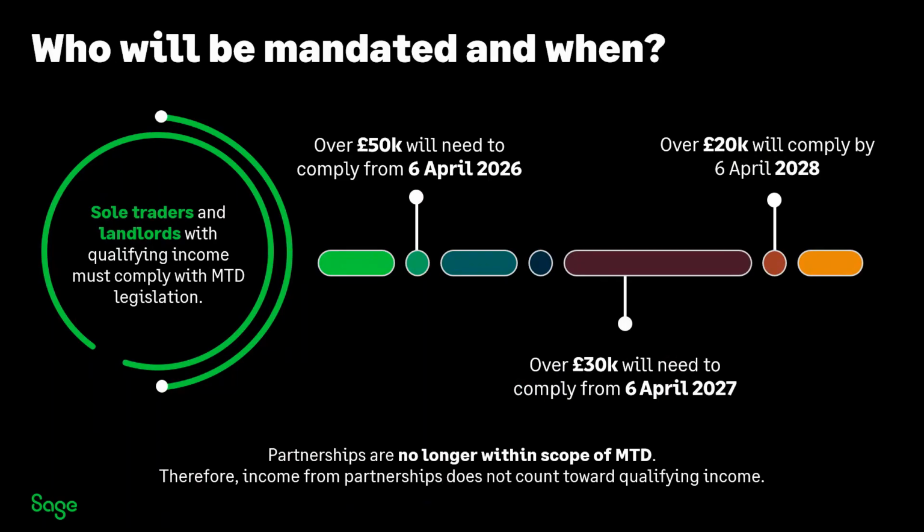So the scope of who is impacted by this legislation has changed slightly. HMRC have decided income from partnerships no longer counts towards the qualifying income.